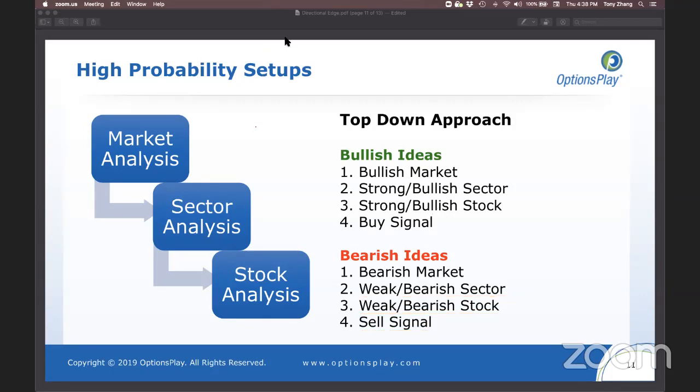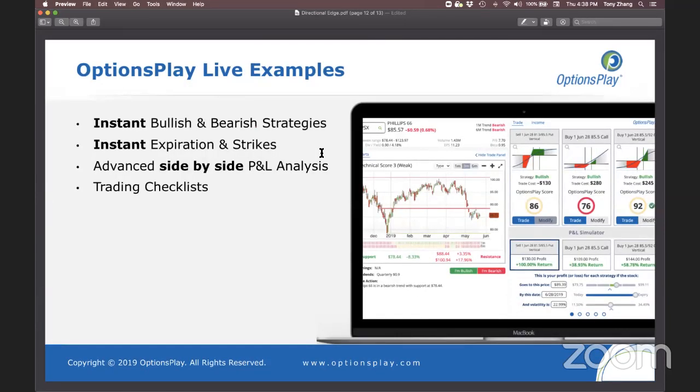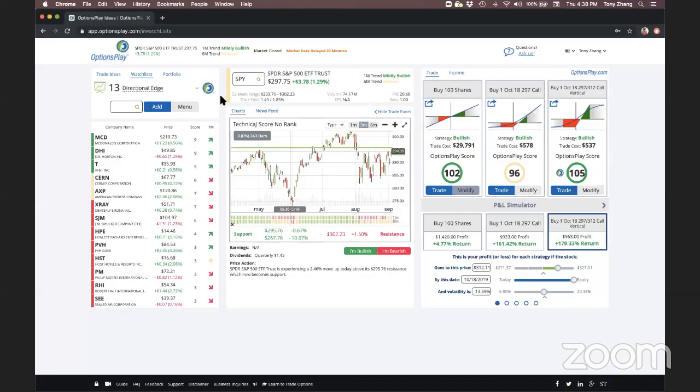So with that, what I want to do is jump over to OptionsPlay. I want to show you guys what I just showed you in action. And I think that's a much better way for you guys to see what I'm referring to.